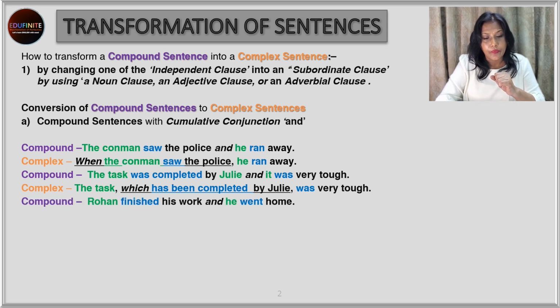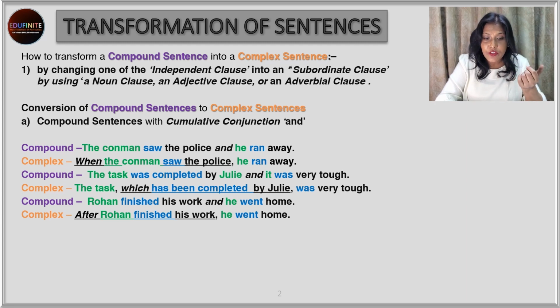So these are the three places where we can place a subordinate clause. Now the next one. Rohan finished his work and he went home. So you can see two independent clauses have been joined together by the cumulative conjunction and. Now how do we change this? So we just attach after to it. After Rohan finished his work, this is the subordinate clause. I have underlined all the subordinate clauses so that looking at the complex sentence, you can understand which part is the subordinate clause and which part is the independent clause. Then, he went home. So after Rohan finished his work, he went home. So this is a complex sentence.